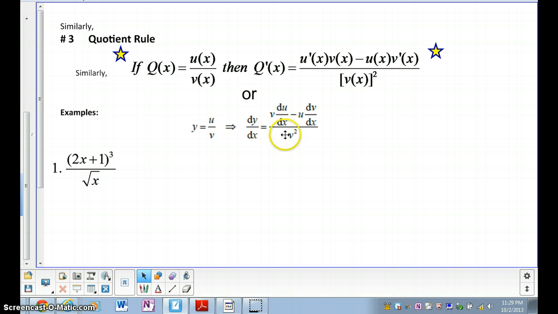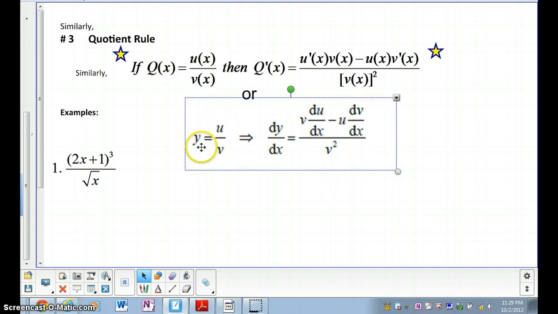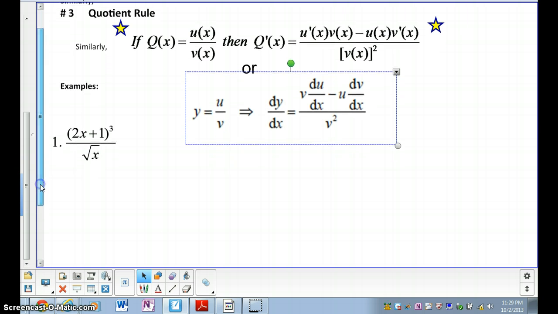The other way you'll see it, and this is the way that's on your formula sheet, is where it shows y equals u over v, where you can see that quotient. The derivative of y then would be v times the derivative of u minus u times the derivative of v all over v squared. I'm going to go ahead and use the one in your formula packet just to make sure you're comfortable with it. And we're going to do problem 1.